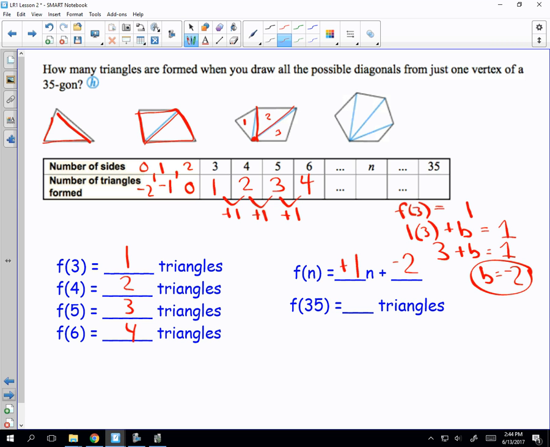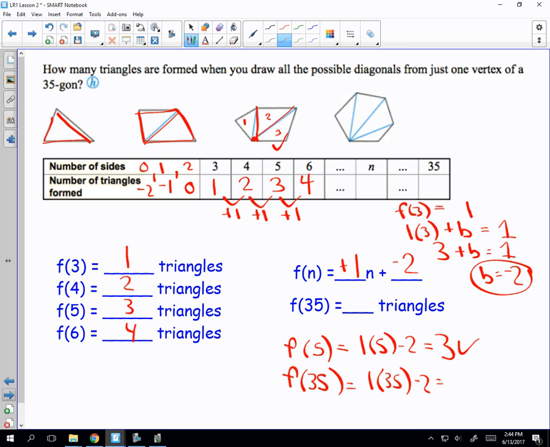Now, always test your function just to make sure that it's working properly before you answer the final question. Okay, always test it with some other value. So we're going to plug 5 into our function. 1 times 5 minus 2 equals 3. Okay, I've checked and I've checked. So now when I want to find f of 35, I know that this function is going to work properly. I'm plugging in 35 for n. So 35 minus 2 gives us 33 triangles.